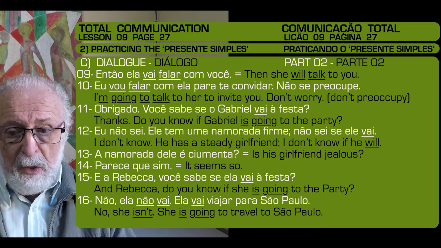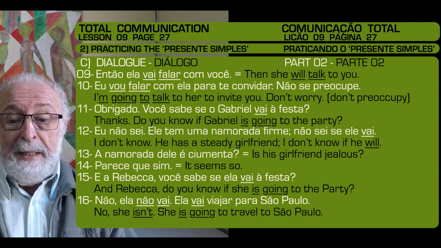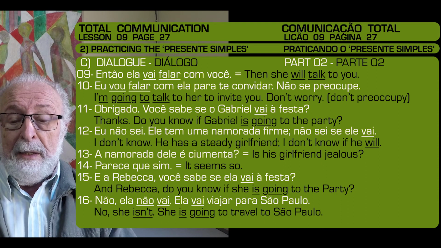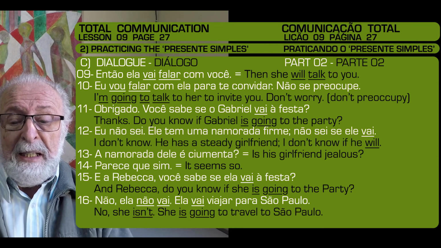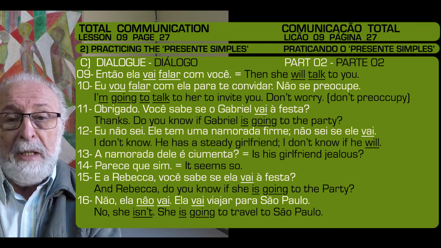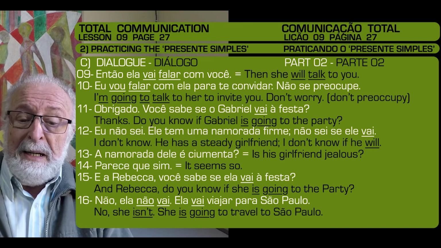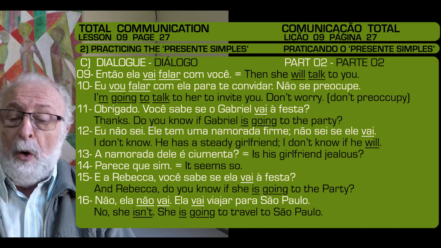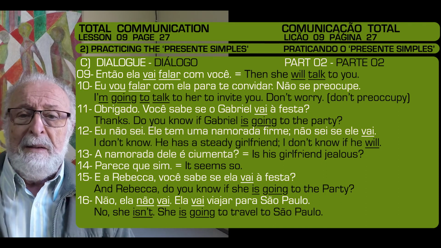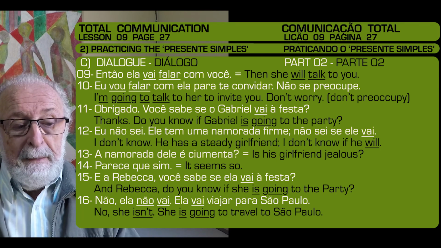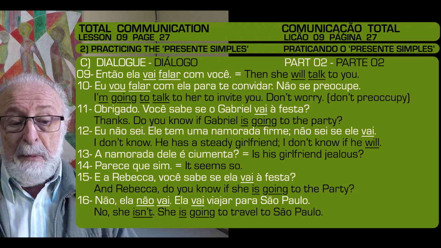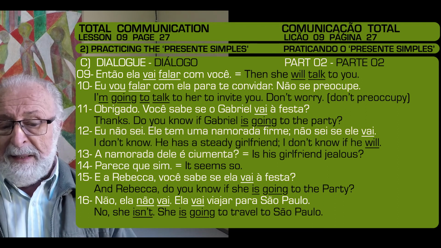I don't know if he will. Não sei se ele vai. I don't know if he goes. Vai, goes. But it's as a future action. I put there, I don't know if he will, or I don't know if he is going to go, or something like that. Okay. Then the guy says in line 13, a namorada dele é ciumenta?